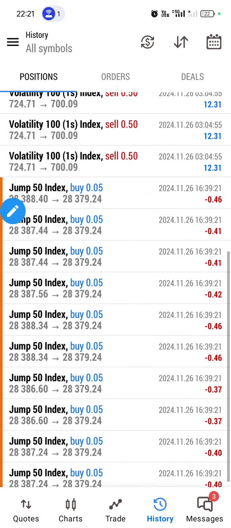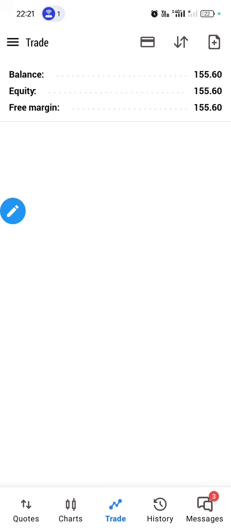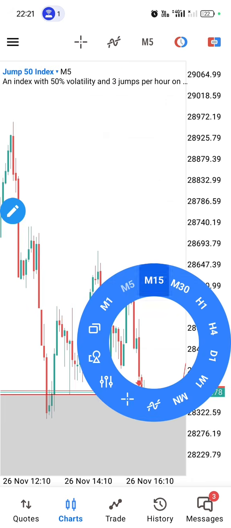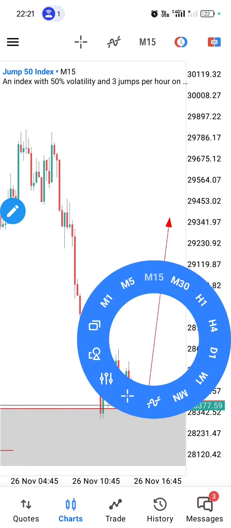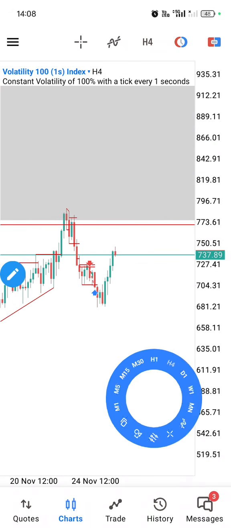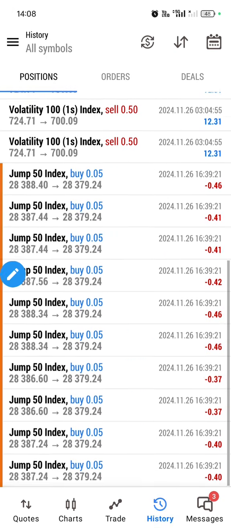We move on, and the next trade we'll be taking is on VIX 100S again, but this time it's a buy. Okay, so on to VIX 100S again.